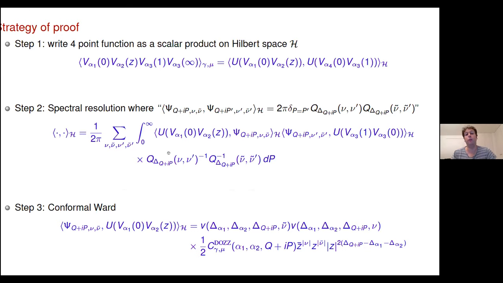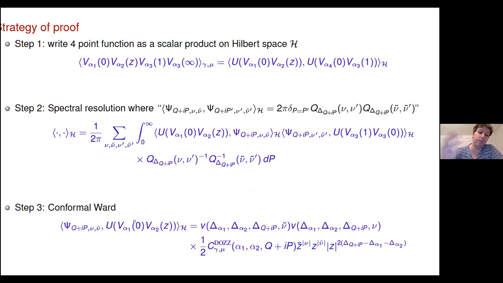And this is where the conformal Ward identities come into play. Here there's something a bit tricky: to compute this scalar product, we don't have a probabilistic construction of this basis. So what we do is we replace Q plus iP by alpha, and we make alpha very negative. So we get a probabilistic interpretation of this scalar product. We compute it using conformal symmetry, and then we use an analytic continuation argument to deduce the value of this scalar product at the point where alpha equals Q plus iP.